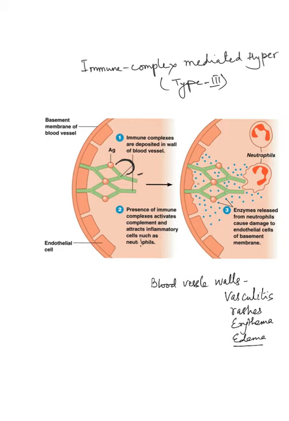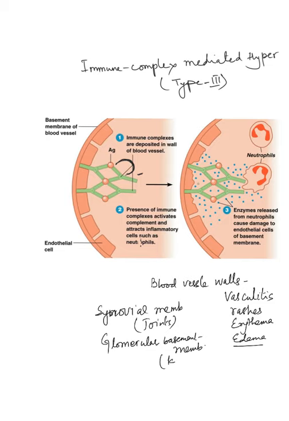They can be deposited in synovial membranes, synovial membranes of joints, glomerular basement membrane of kidneys, choroid plexus in the brain.